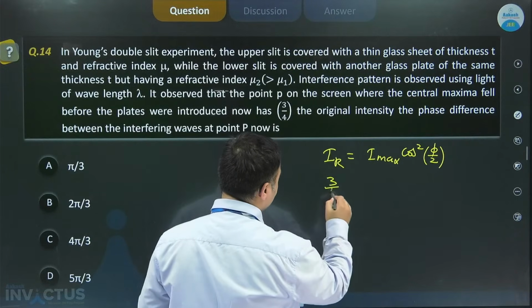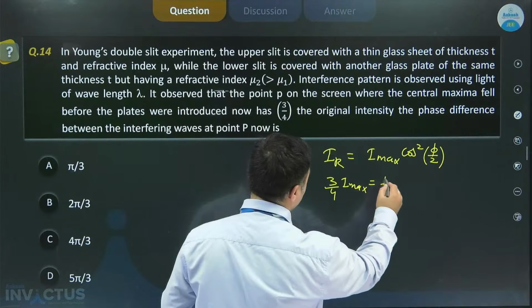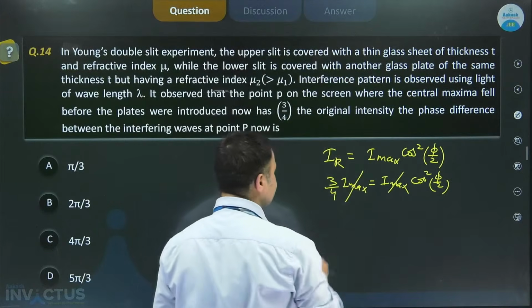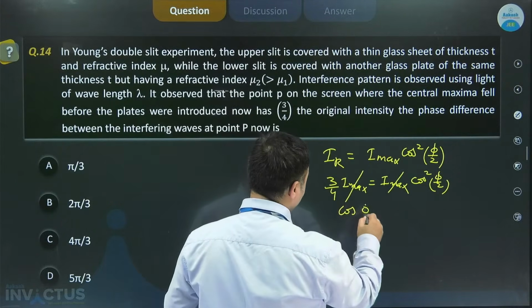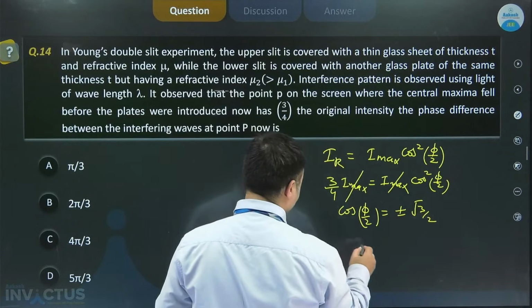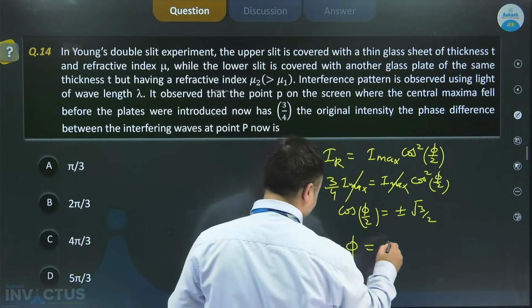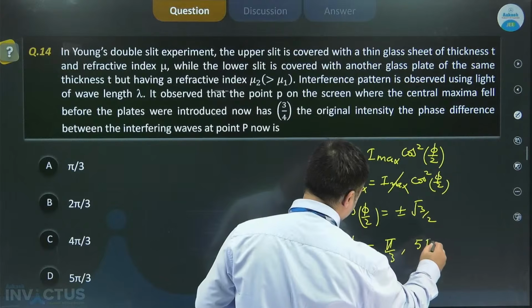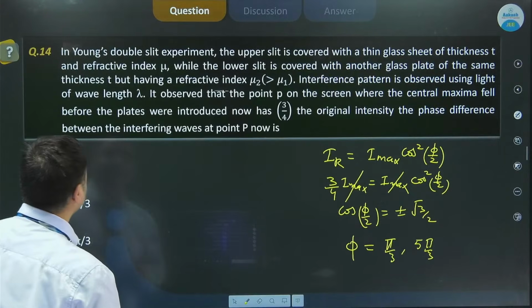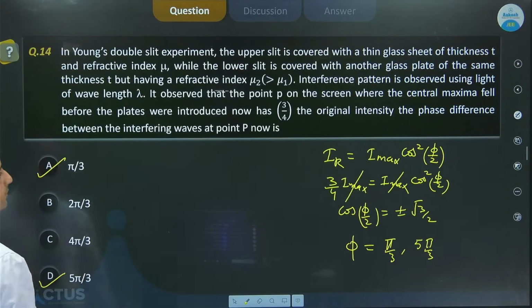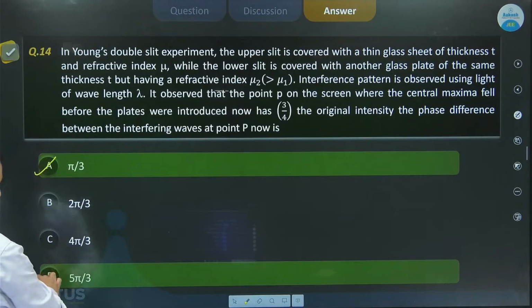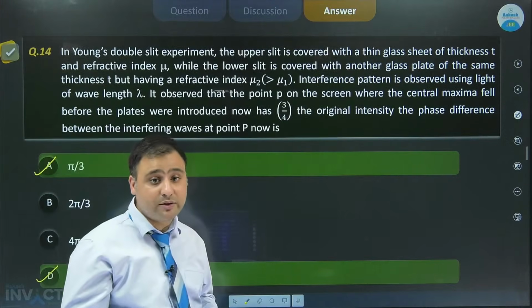So 3/4 of I max is equal to I max cos square phi/2. So this I max will cancel out. So cos phi/2 is equal to plus minus root 3/2. So the values of phi for this will be pi/3 and 5pi/3. So pi/3 and 5pi/3 should be the answer. Now let's see, yes, pi/3 and 5pi/3 is the answer. Now let's move on to the next question.